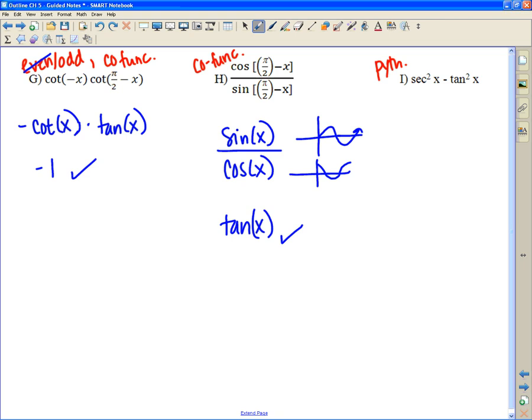Last, secant squared minus tangent squared. I hope you are thinking Pythagorean identities when you see something squared. Secant squared minus tangent squared is equal to, this is a one-step problem, +1. And again, that's memorized.